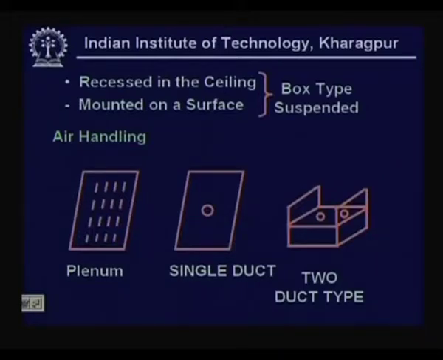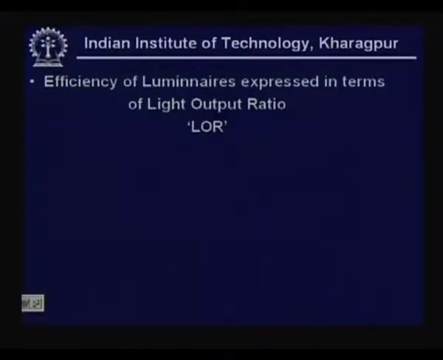It shows 3 different ways of allowing the air handling. The top could have slots cut as shown in the figure to the leftmost. This particular type of luminaire is called plenum, or you could have ducts, as a single duct and twin duct type of air handling. That is, you can have air going in and coming out, so that the temperature of the luminaire does not rise very high. Now, the issue comes, how does one express the efficacy of these luminaires?